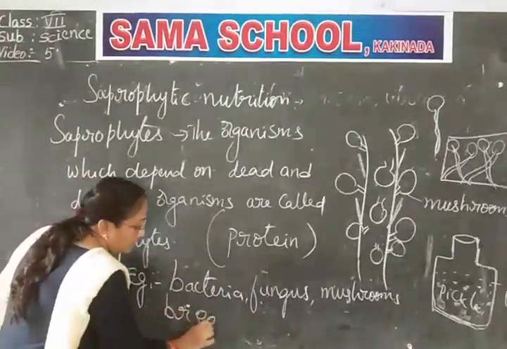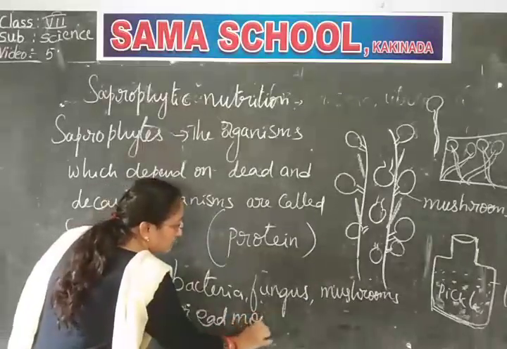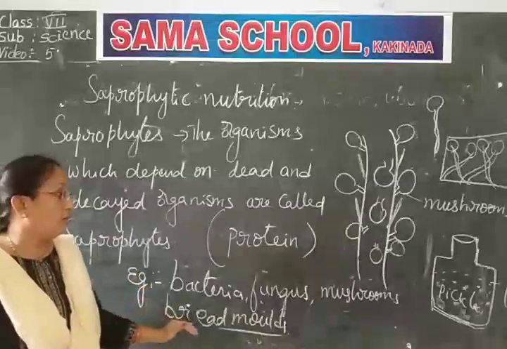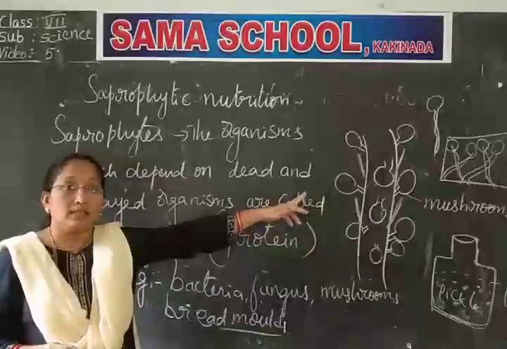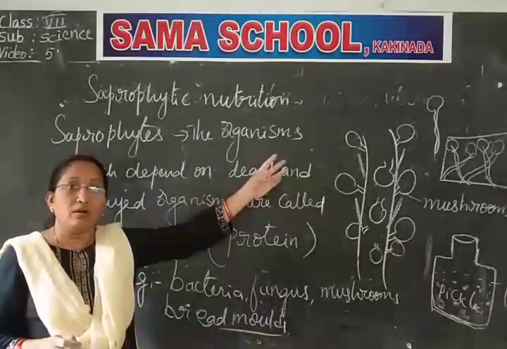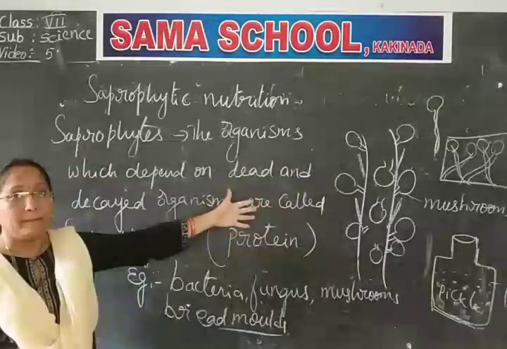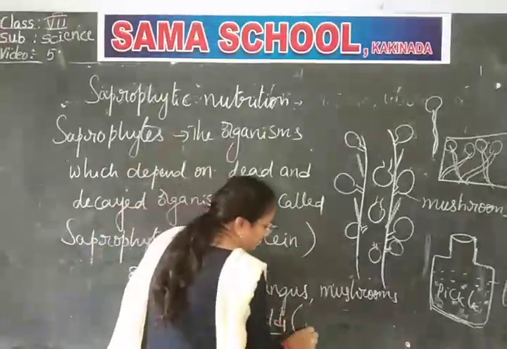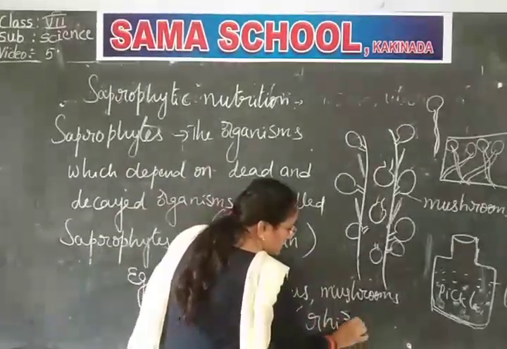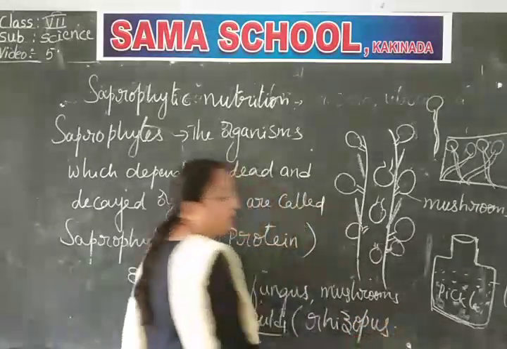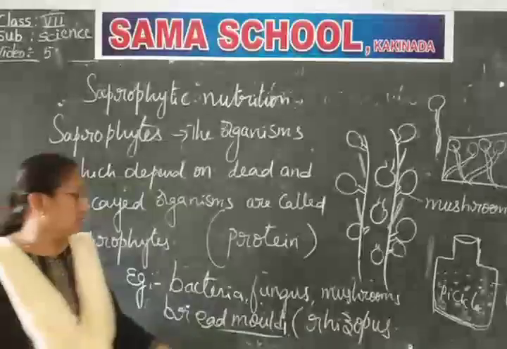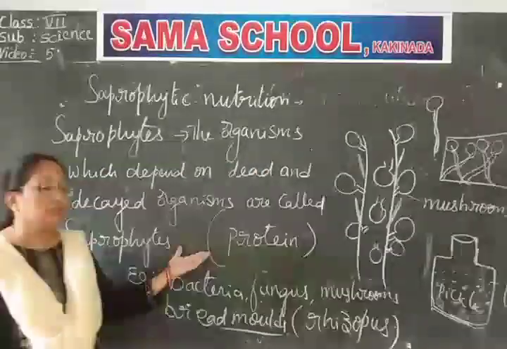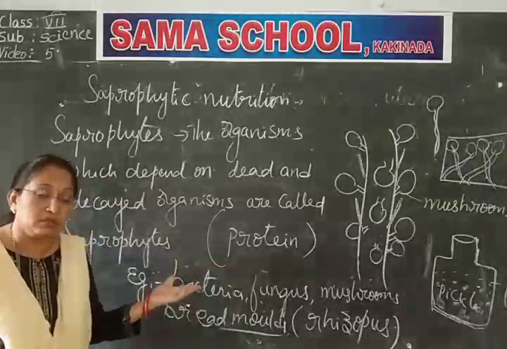Now, example, bread mold. Bread mold is a fungus. Molds are nothing but fungus organisms. So bread mold is what is shown on the slice, where the fungus grows. That is called bread mold. Rhizopus is its scientific name. Rhizopus is the scientific name of bread mold. So what I explained now is the saprophytic nutrition.